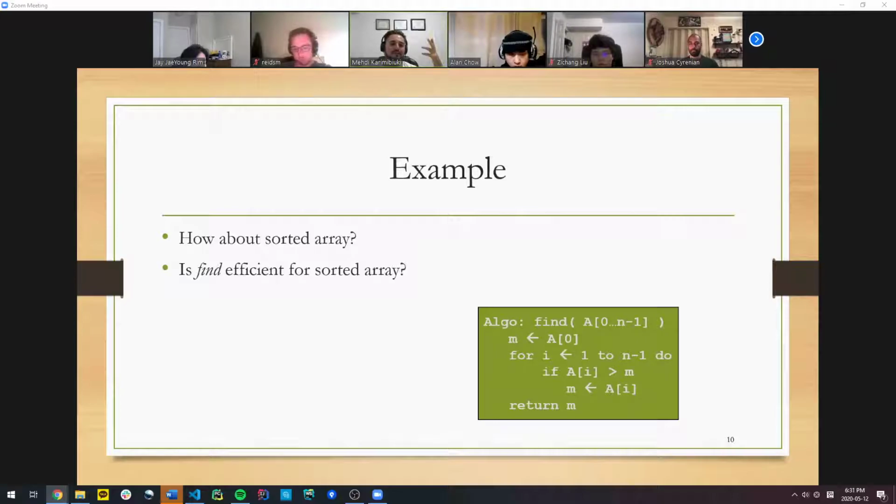How about a sorted array? If you have a sorted array, what happens then? Do you think that this find function is efficient for a sorted array? So instead of having a random array coming into this function, we assume that array A there, I'm on slide number 10, is sorted, let's say in ascending order. So yeah, it will be very quick because it's sorted already. You don't even need to go into the logical condition to get the largest number.